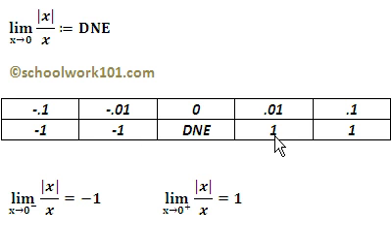So both of these are totally different, and that means that this limit as x approaches 0 does not exist. These must be the same for the limit to exist. Now if we were looking at what's called left-hand limits and right-hand limits, you see what we get.